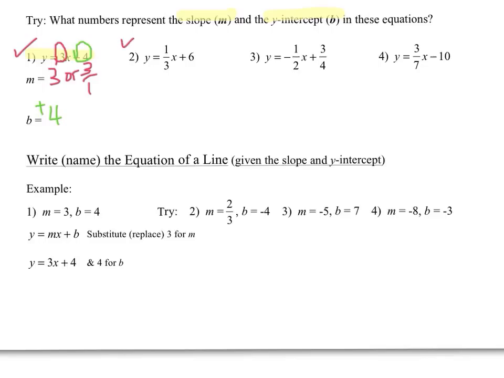In equation number 2, the slope is 1/3, the y-intercept is plus 6. In equation 3, the slope is negative 1/2, and the y-intercept is plus 3/4. And in equation 4, the slope is 3/7, and the y-intercept is negative 10.